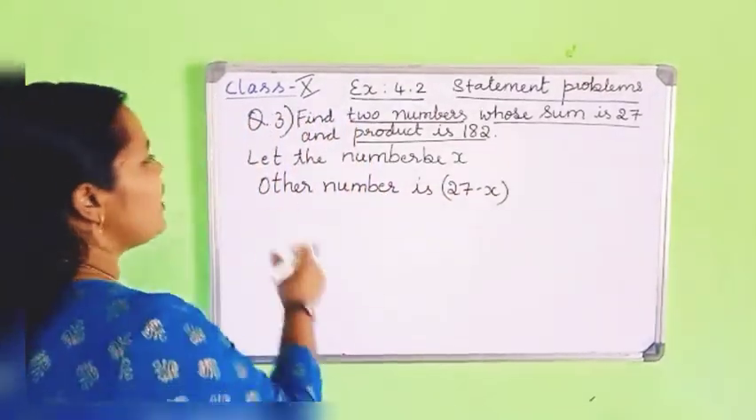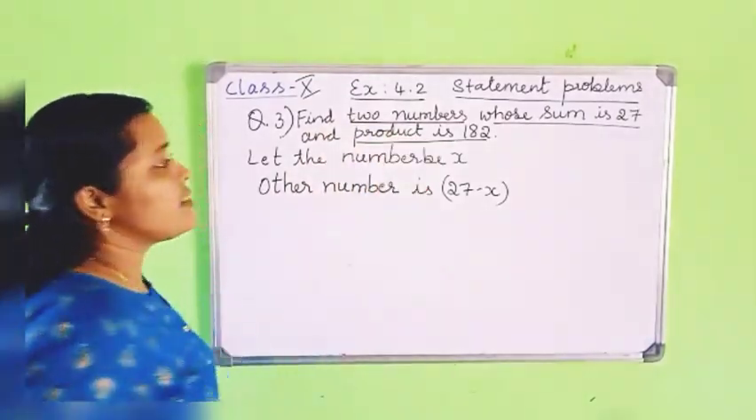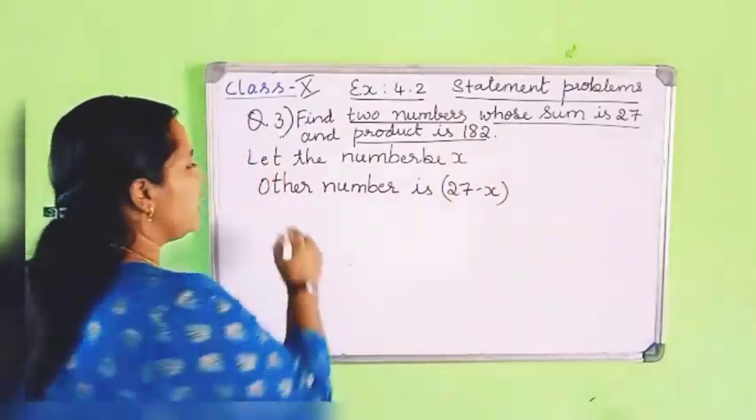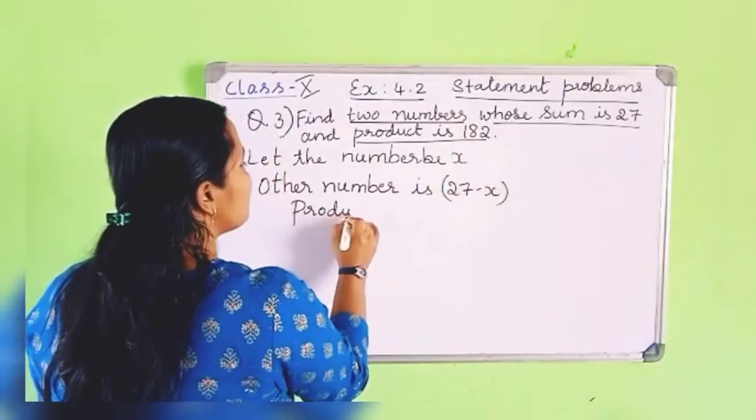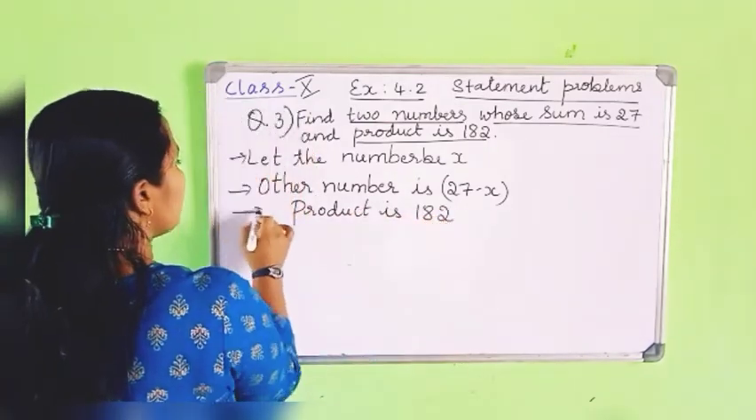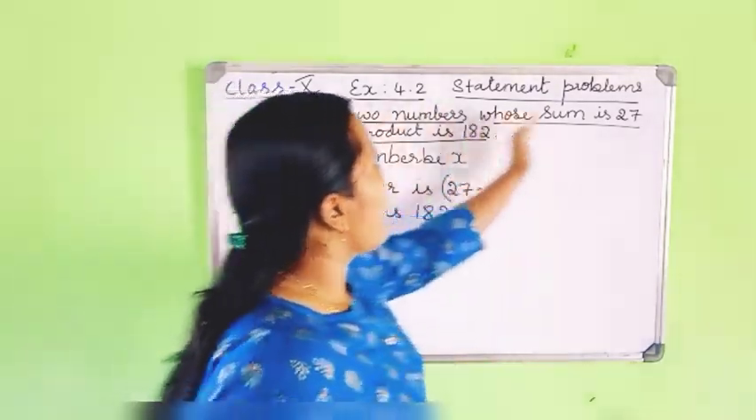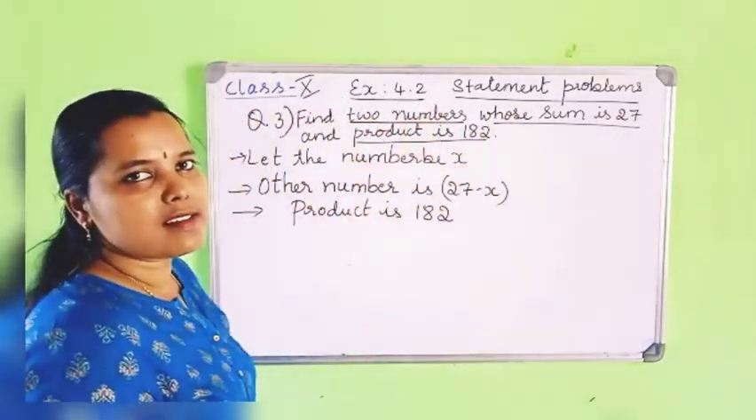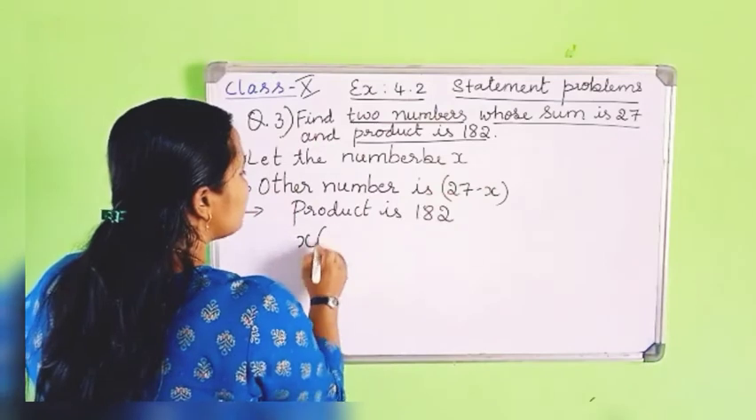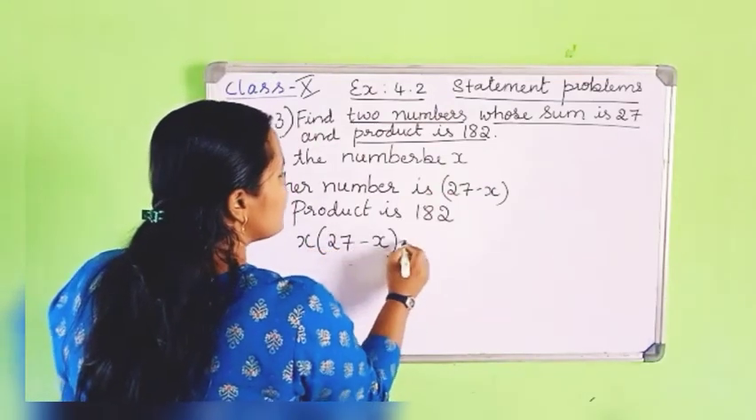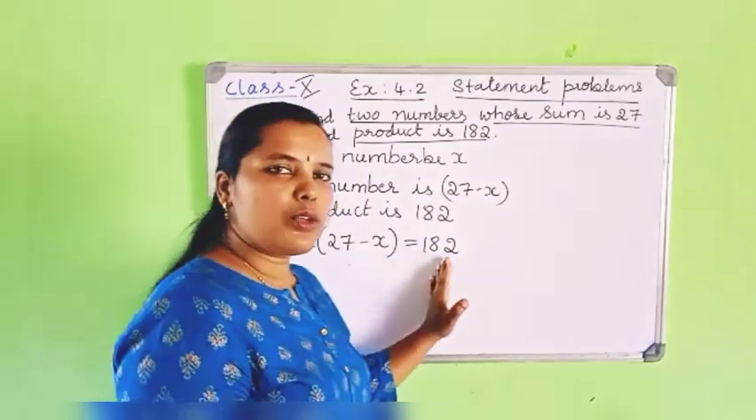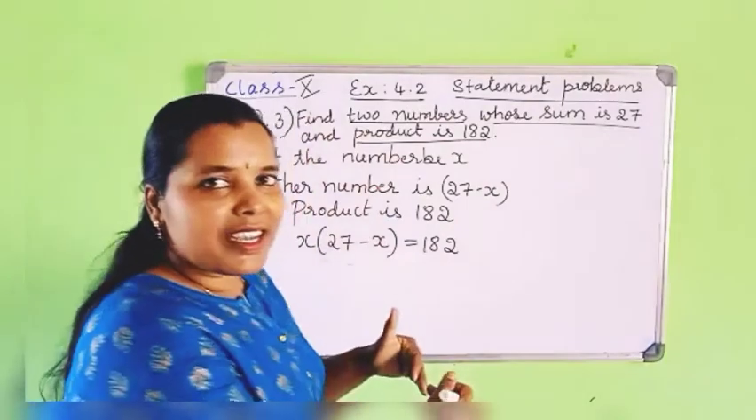Okay, next, the last step is that the product is 182. So the product of these two numbers is 182. Follow these three steps, they are very important. Analyze the statement into three parts. So the next is, what is the product of the two numbers, right? That is x into 27 minus x is equal to 182. We are near to the equation now.